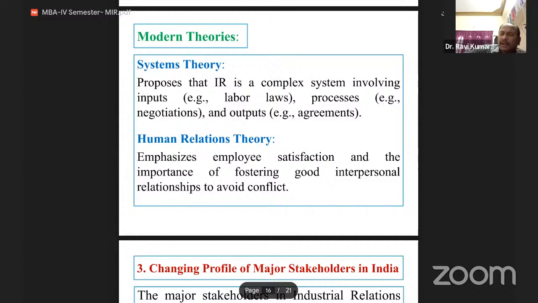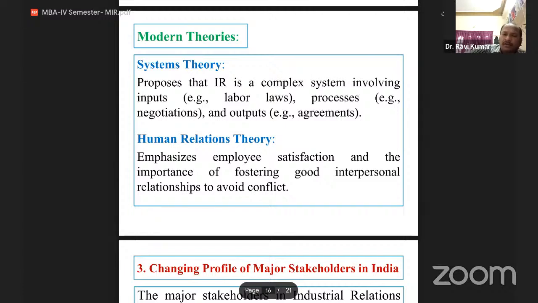They used to get agreements with all these things, in terms of employees and in terms of suppliers. And the human relations theory. What is the theory here? It emphasizes employees' satisfaction and the importance of fostering good interpersonal relationships to avoid conflicts.